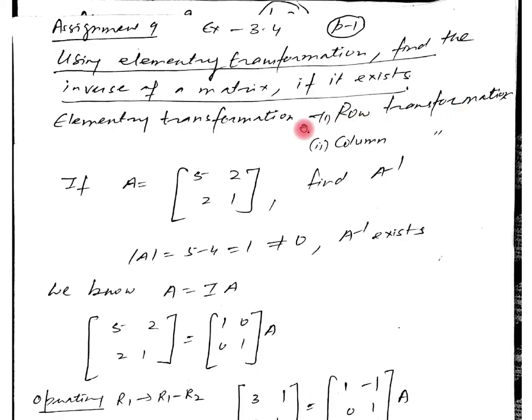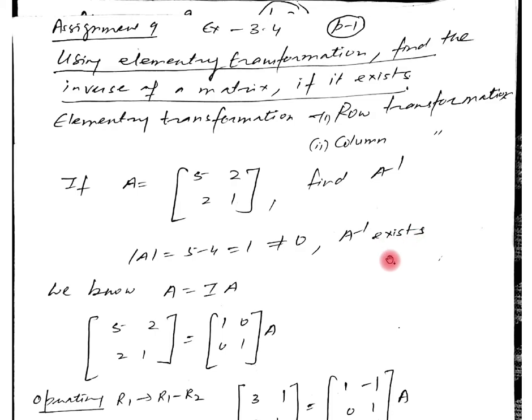Now let us see how to do the question. I have taken this matrix of order 2 and we have to find A inverse using row transformation. Now how to start the question? Firstly, I will find the determinant of A, to see whether the inverse exists or not. Now the determinant of A is 5 minus 4 equal to 1, not equal to 0. So we can say A inverse exists.